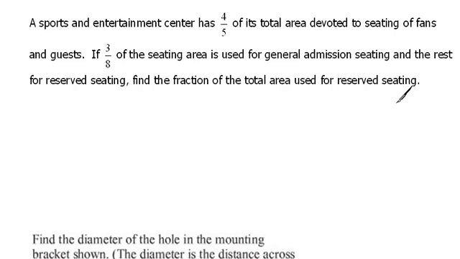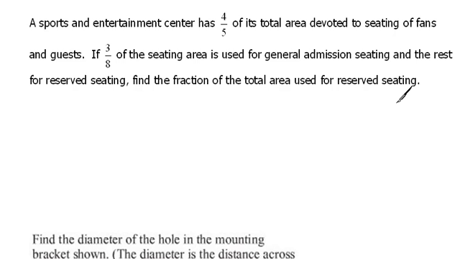Okay, now we're going to work on some application problems or some word problems. So here we have one that says a sports and entertainment center has 4/5 of its total area devoted to seating of fans and guests. If 3/8 of that seating area is used for general admission and the rest for reserved, find the fraction of the total area used for reserved seating.